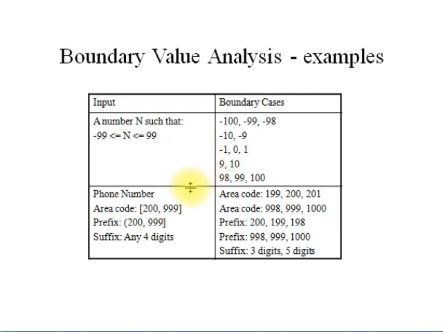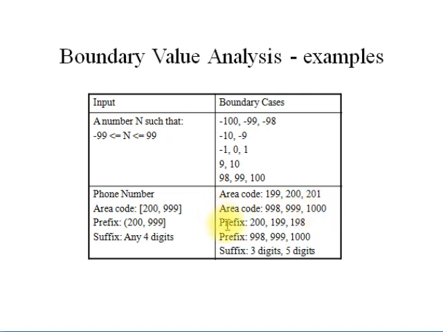Likewise in the phone number, in area code we are taking input from 200 to 999. So your boundary values for 200 are 199 and 201, the lower boundary and upper boundary. So we have to check the upper boundary 201 and lower boundary 199. For area code from 200 to 999, for 999 your boundaries will be 998 and 1000.